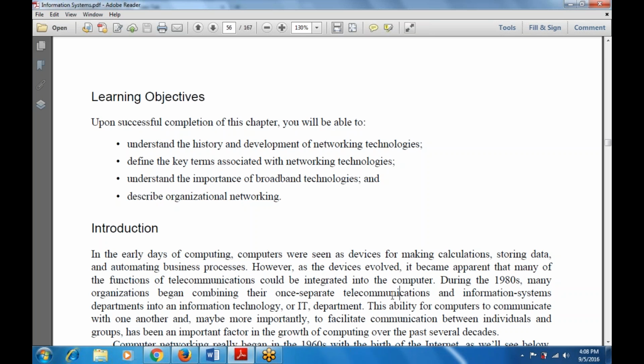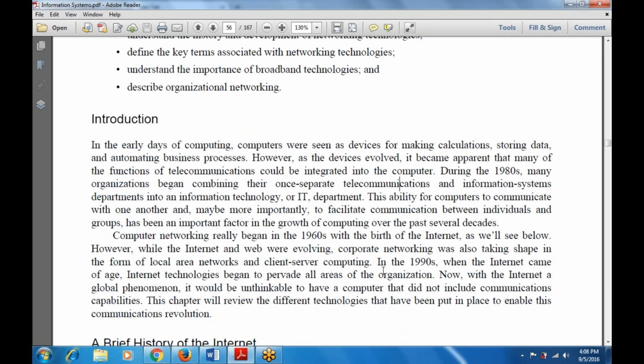During the 1980s, many organizations began combining their once separate telecommunication and information systems departments into an information technology, or IT, department. Everything was merging into IT. This ability of computers to communicate with one another, and more importantly to facilitate communication between individuals and groups, was also one of the factors in the growth of computing over the past several decades.